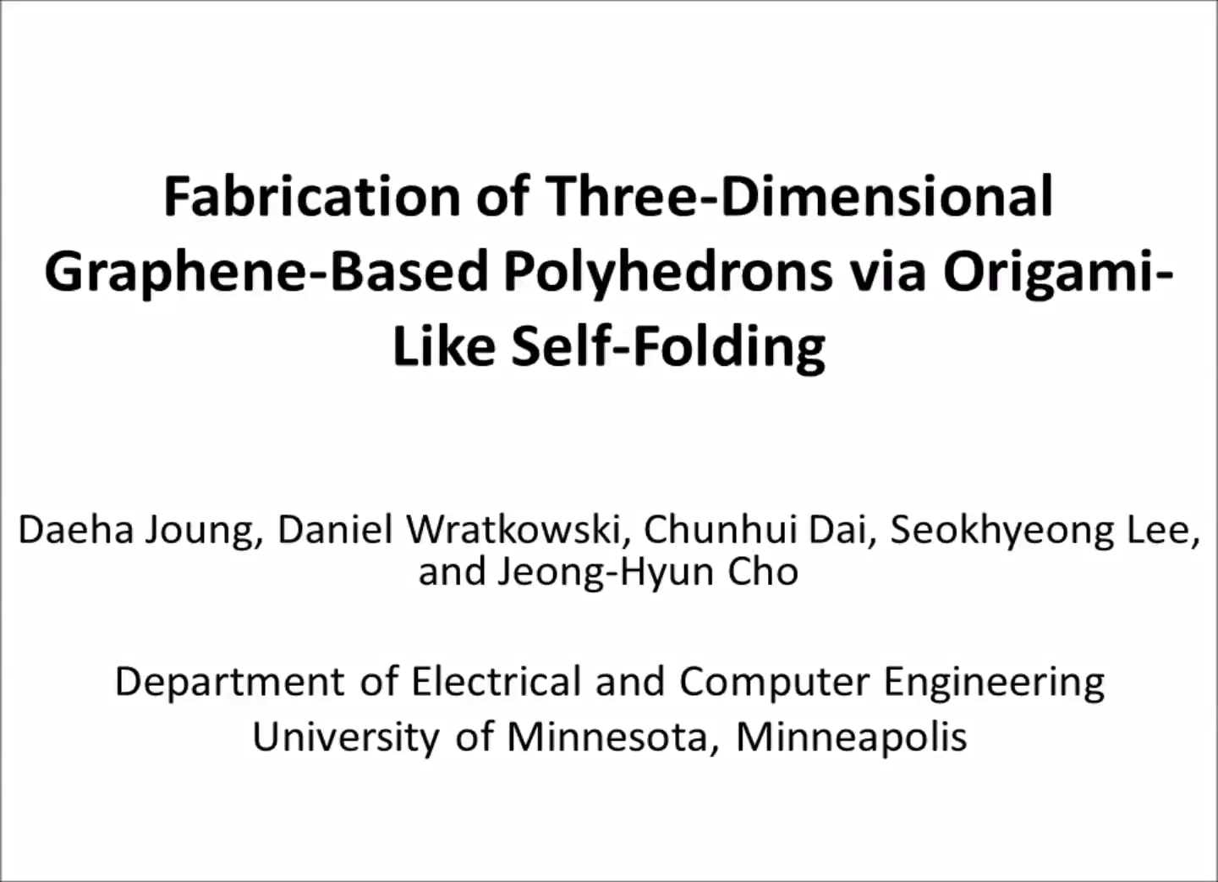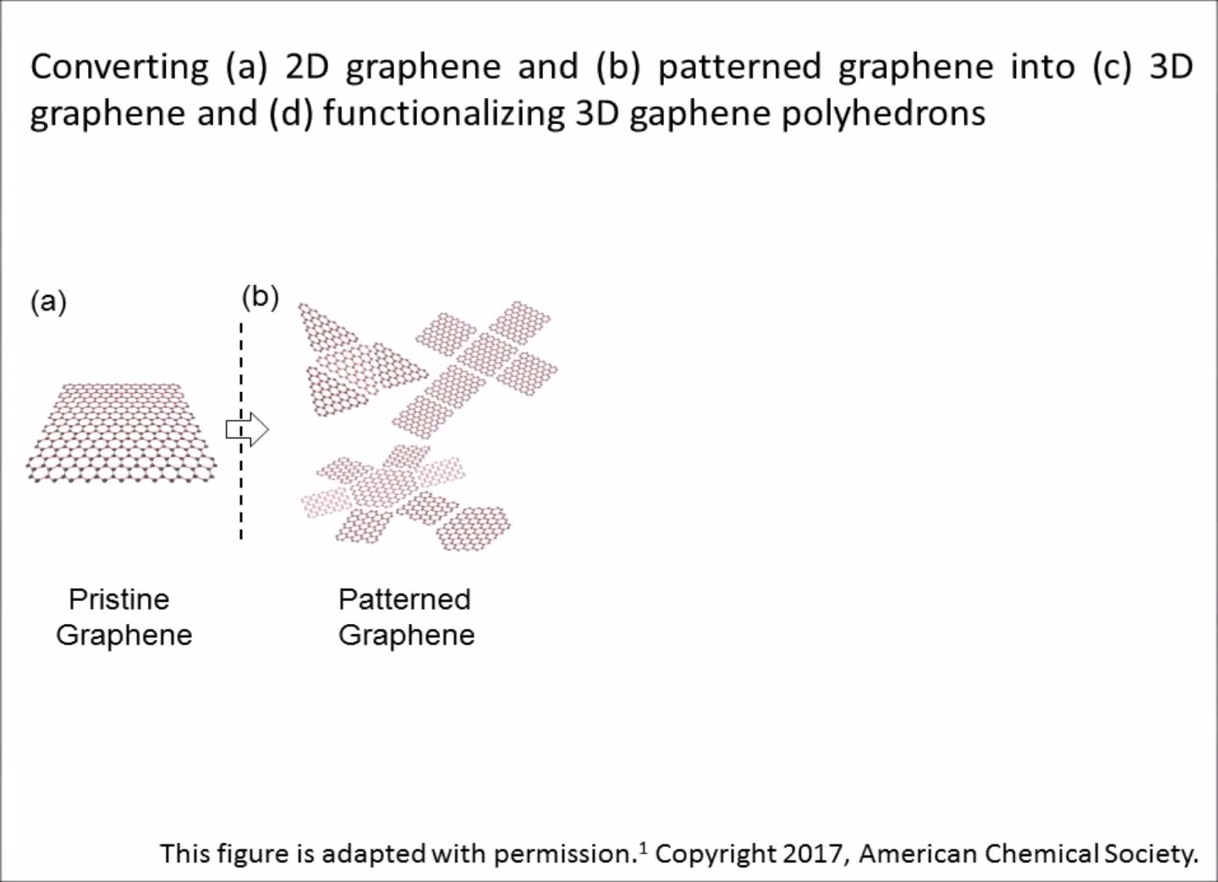This protocol uses origami-like self-folding methods to create 3D graphene-based polyhedrons. Two-dimensional graphene sheets possess extraordinary optical, electronic, and mechanical properties. By tailoring the shape of two-dimensional graphene, its physical, chemical, and optical properties can be tuned, which can introduce new material behaviors, allowing new application opportunities.